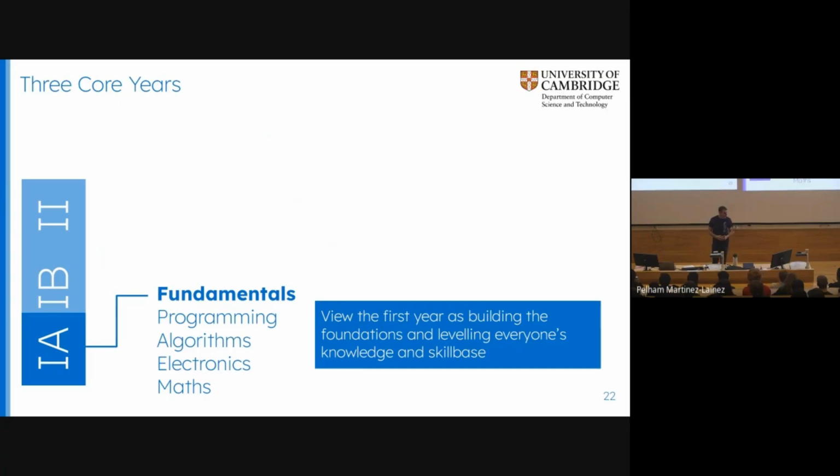All of that's fine, but from a perspective of teaching, we have to make sure everybody is at the same level. So a lot of the first year is about teaching people all of these fundamentals in programming, algorithms, a bit of electronics, and the maths particularly, to make sure everybody is at that base level. We've all got some level of understanding of computer science that we need to build on. That's all of our first year, really.